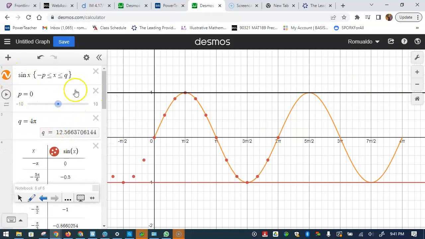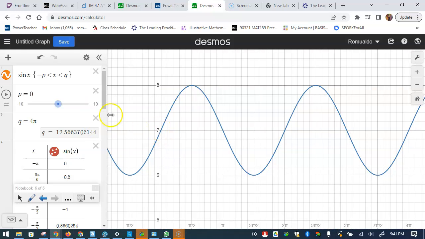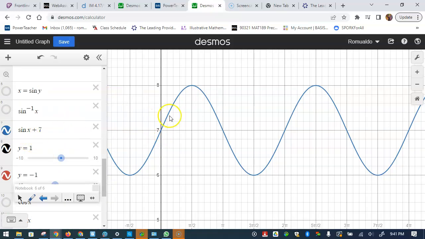That's the orange color that I showed. And now I shift the graph by 7. See this graph? This is the graph of y equals sine x plus 7. So the maximum is 8, the minimum is 6. So 8 plus 6 is 14, and if you divide by 2, you get where the graph shifted to.